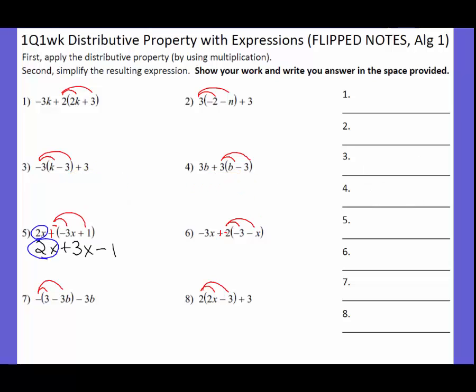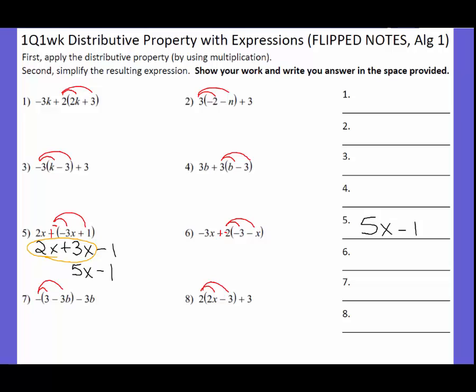For number 5, we have 2x minus a negative 3x. Minus a negative is plus. So we have 2x plus 3x, and minus 1 becomes minus 1. Combining like terms, we have 2x plus 3x minus 1. Our simplified expression is 5x minus 1.